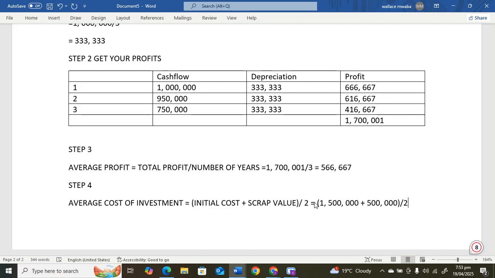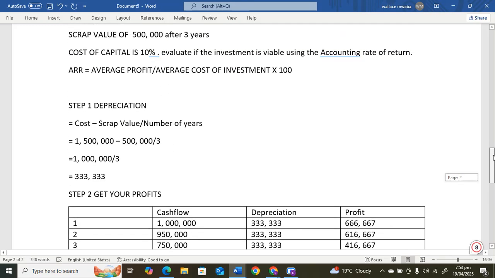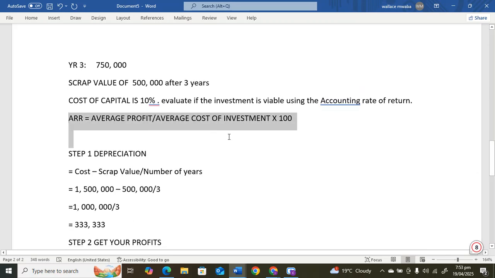So basically, 1,500,000 plus 500,000, that's 2 million. 2 million divided by 2, 1 million. That's how you get your average cost of investment. So once you've got your average profit and the average cost of investment, you can calculate the accounting rate of return.